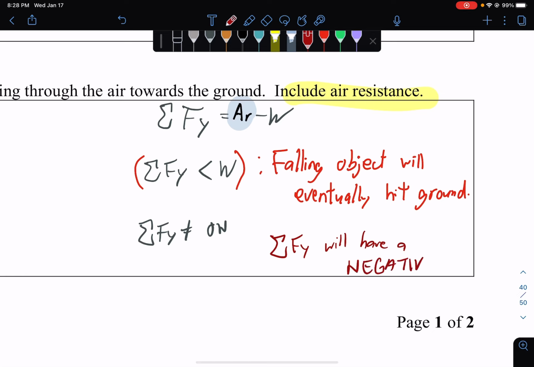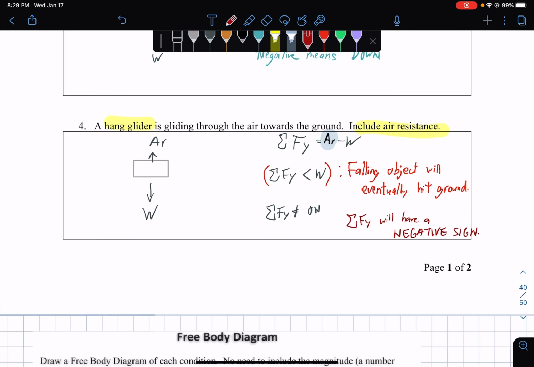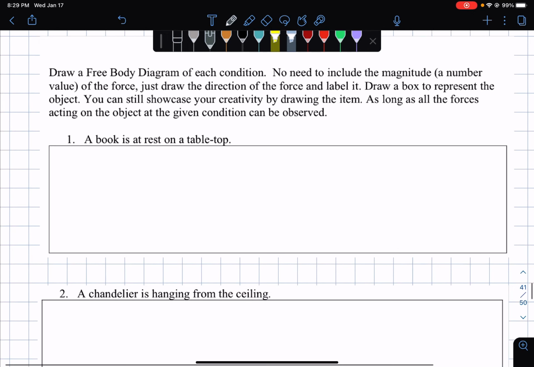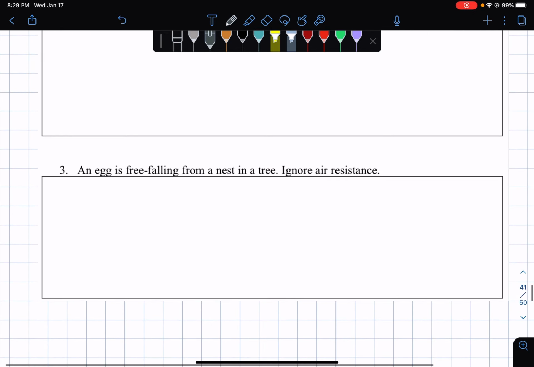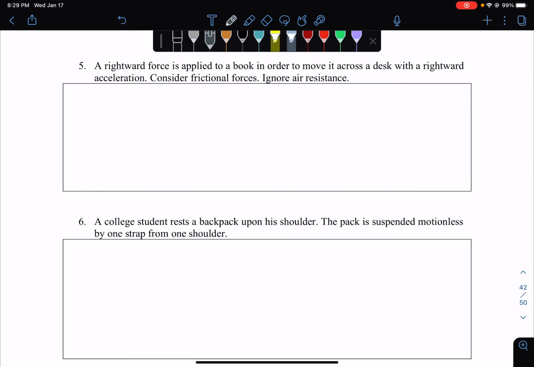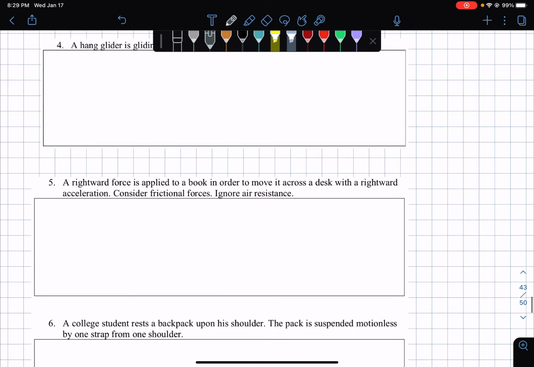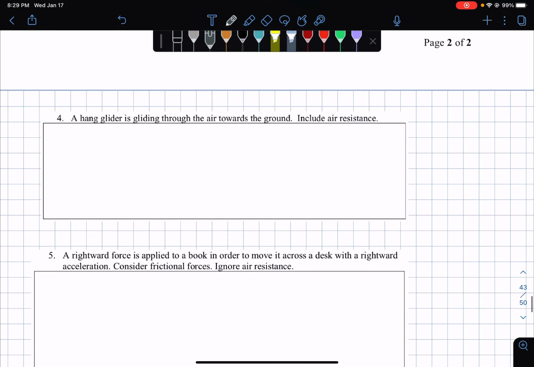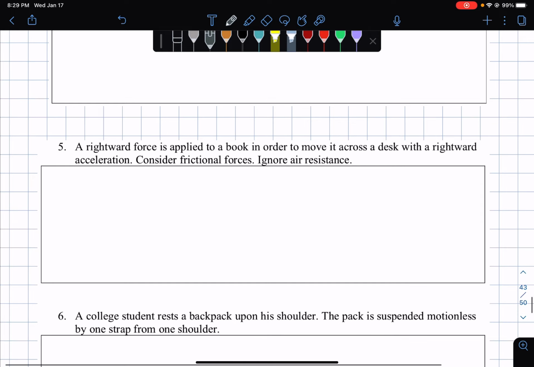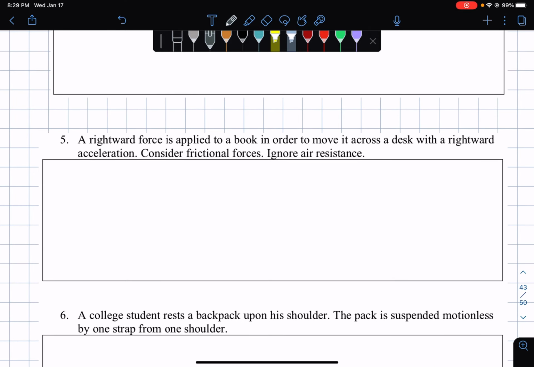That is true. Okay, yeah, we just answered these. Let's go with number 5. Include and ignore. Okay. A rightward force is applied to a book in order to move it across a desk with a rightward acceleration.